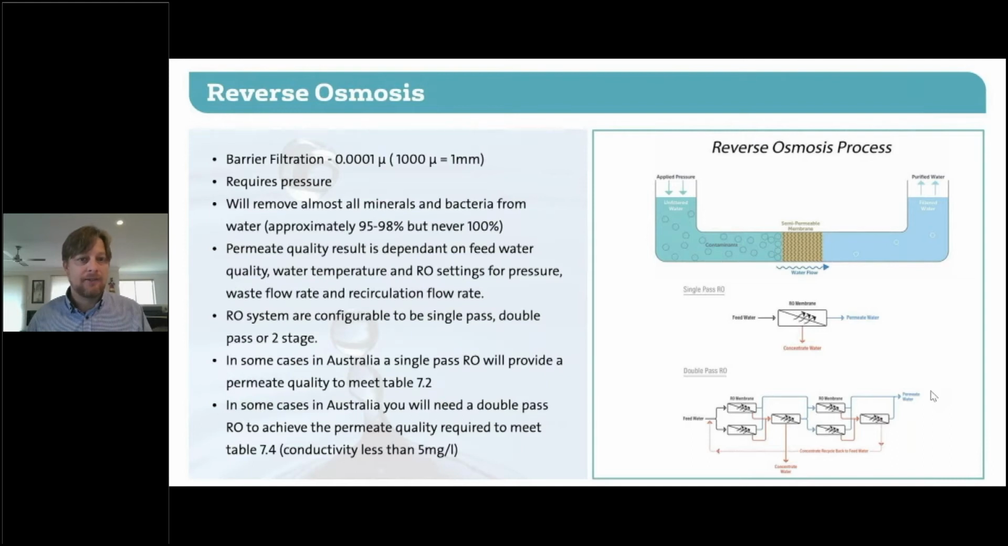These things need to be looked at for your site to make sure that the system is designed to give you the required water quality, and you need to be asking for an RO projection to be sure that you're actually getting that result.